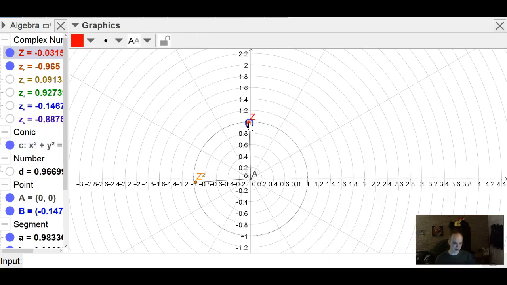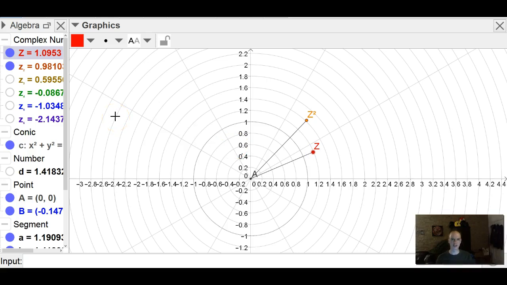If z was 90 degrees, then z squared would automatically become 180 degrees. If z was 150 degrees over here in the second quadrant, z squared would be another 150, going all the way to the fourth quadrant. So the bigger your original number is, the further that z squared is going to go around. Well, we weren't looking for z squared, right?